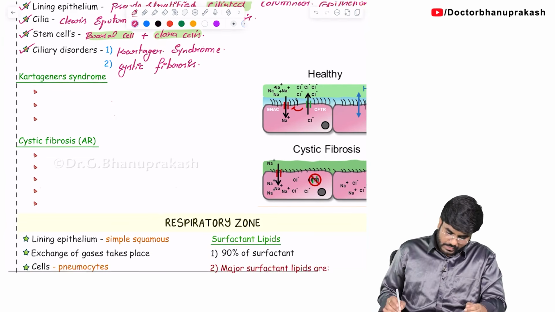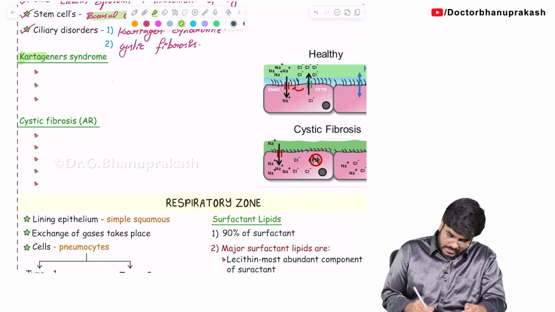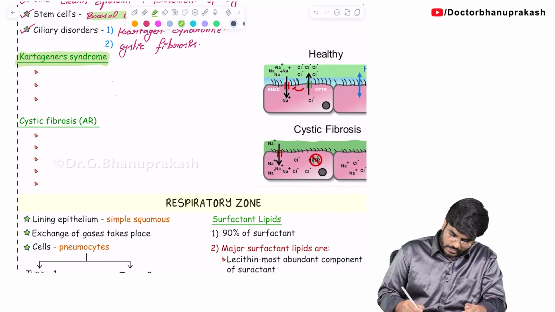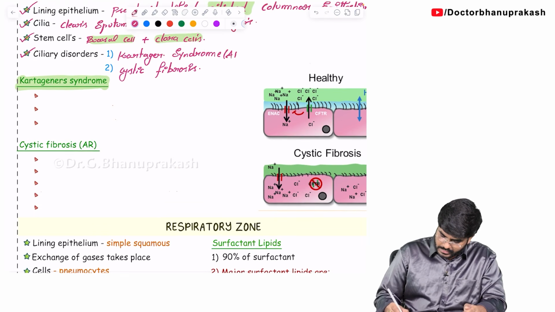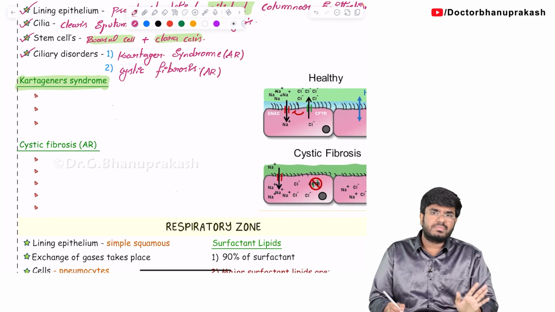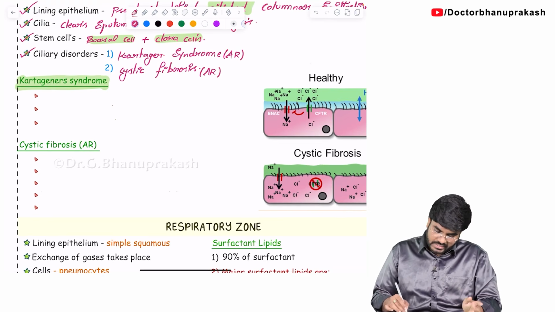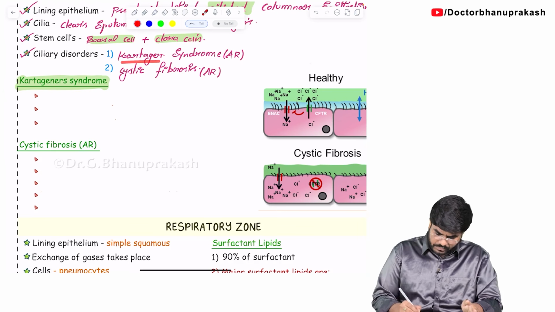First, let's start our topic with the Kartagener syndrome, which is an autosomal recessive disorder. Both are autosomal recessive. Cystic fibrosis was recently tested. Cystic fibrosis is repeatedly tested in the exam. First, let's begin with the Kartagener syndrome.